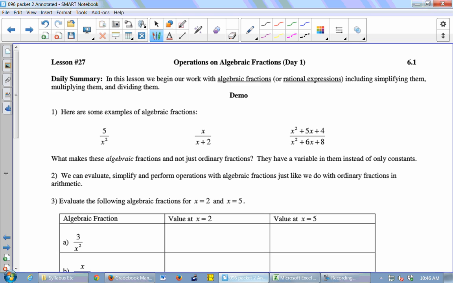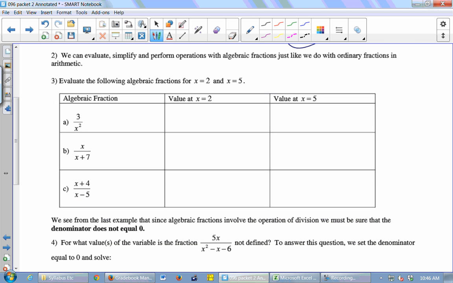They have x's in them. Yep. A variable. So if you know how to do stuff with regular fractions, we should be able to apply all the same rules to algebraic fractions, right? So we're just going to need to do all the rules that we know about fractions plus all the rules we know about algebraic expressions. So we could evaluate, we could simplify, we can perform operations on algebraic fractions, just like we do with ordinary fractions in arithmetic. So we're just going to do a little bit of evaluating here.